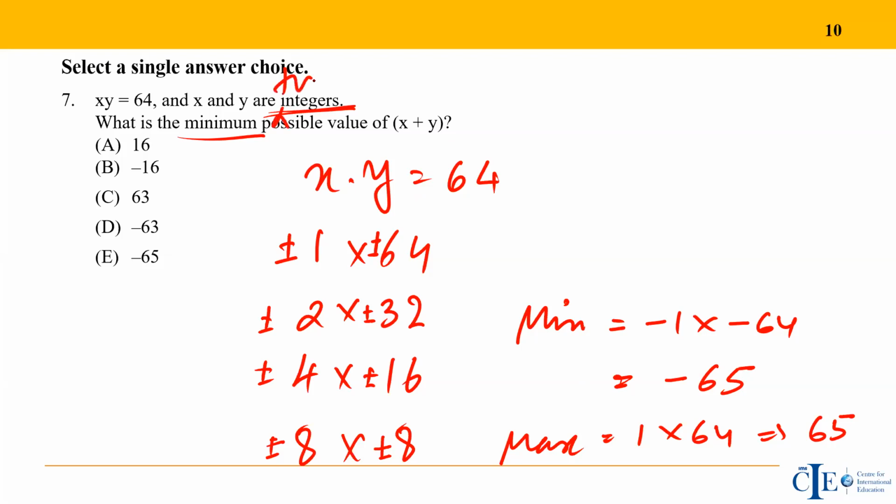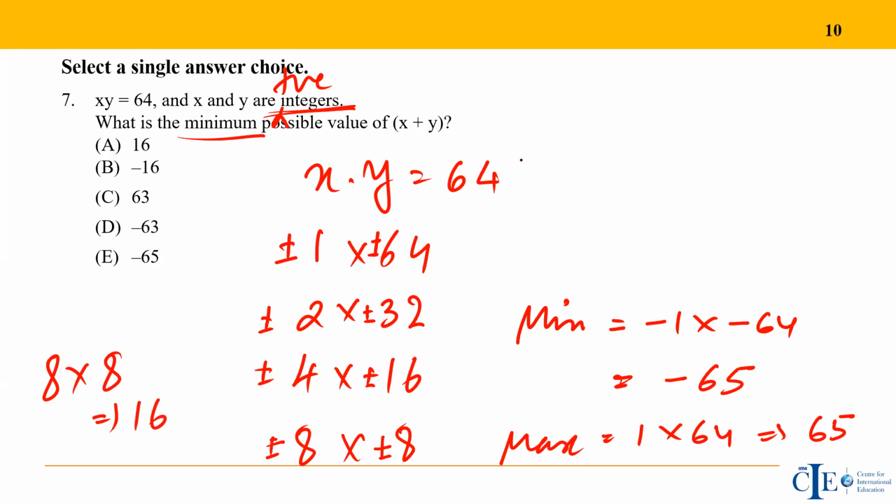Right. So in this case, let's modify this again. Say if it was positive integers, then what will be your answer? xy equals 64 and x and y are positive integers. Then what is the minimum possible value? Then you need to take only the positive cases, which is 8 into 8, which will give you a sum of 16.